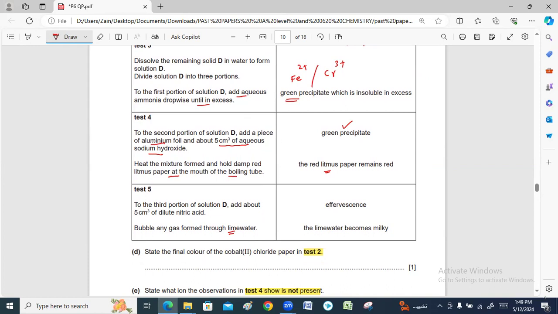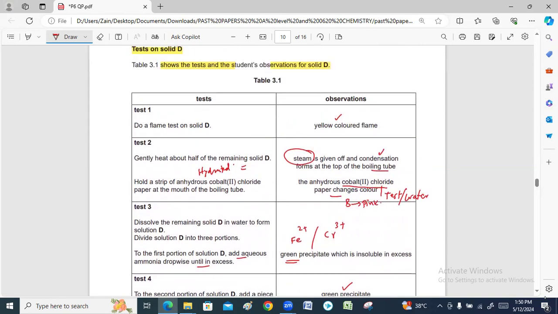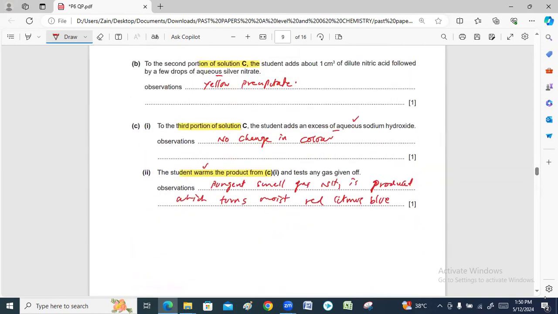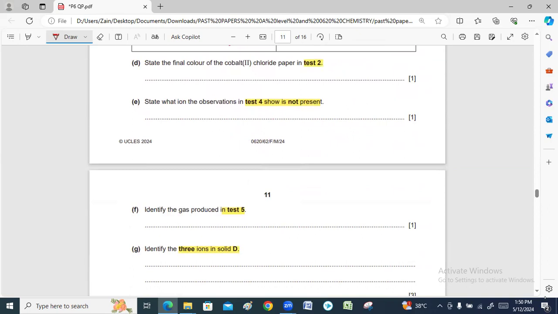Now this is the test for carbonate, and carbonate will produce the effervescence of carbon dioxide. State the final color of the cobalt 2 chloride paper in test 2. So cobalt 2 chloride paper is used to test the presence of water, and the color changes from blue to pink. So the final color is pink. So we can write that the final color is pink.